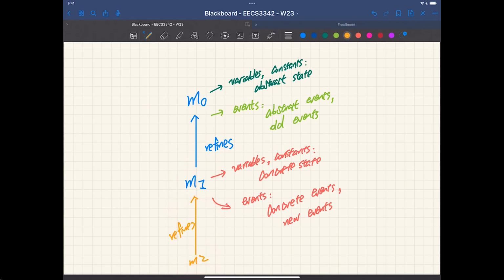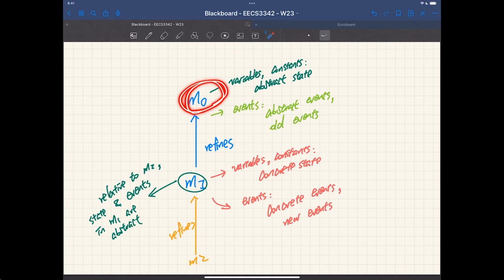Okay, so let me just make a note over here. Relative to M2, states and events should be singular. States and events in M1 are abstract. But relative to M0, states and events in M1 are called concrete. Right? That's really the relative concept, depending on which pair of the models you're talking about. All right, hopefully it's not too confusing. Right? Just some terminology.